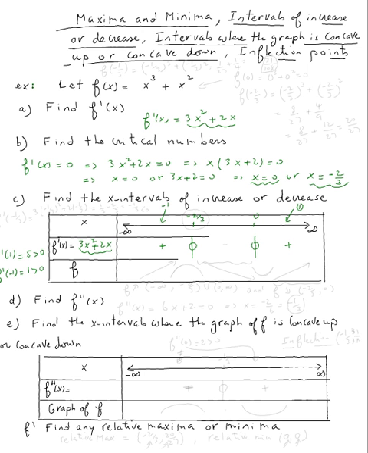And then plug in a number between negative 2/3 and 0. So negative 1/3, so f prime of negative 1/3 is equal to, let me do it, 3 times negative 1/3 squared plus 2 times negative 1/3.